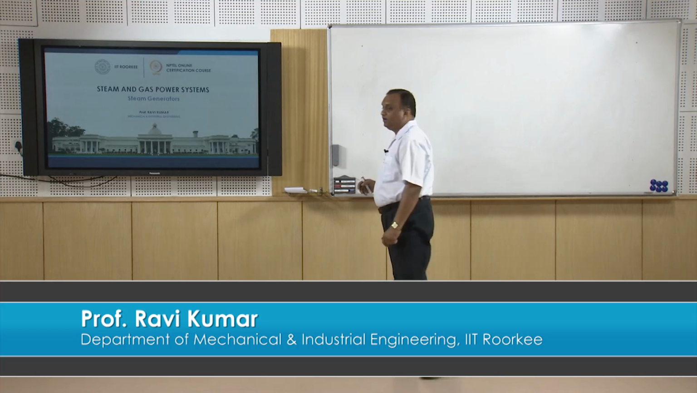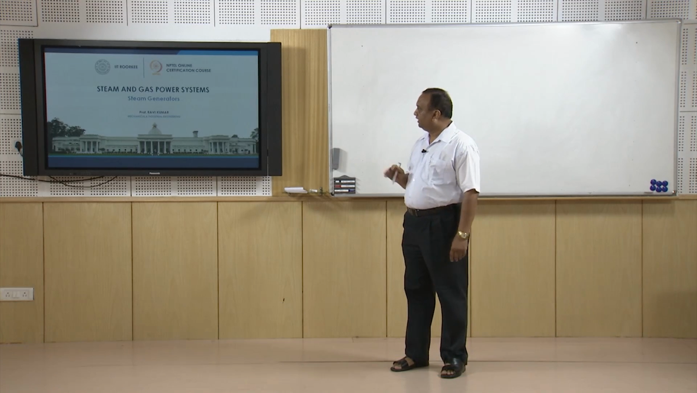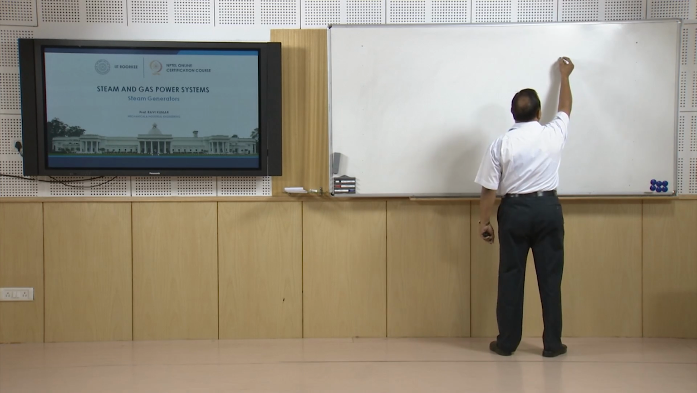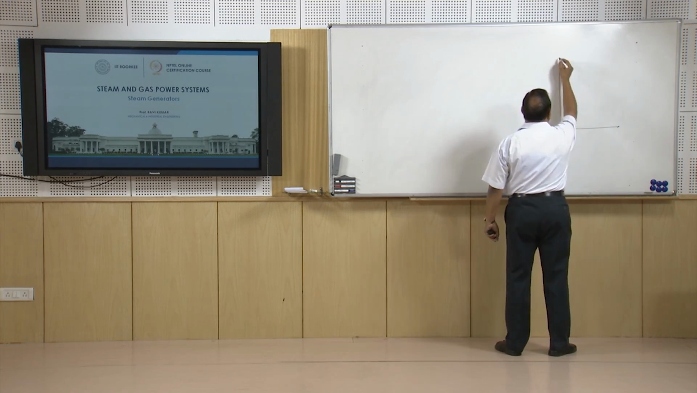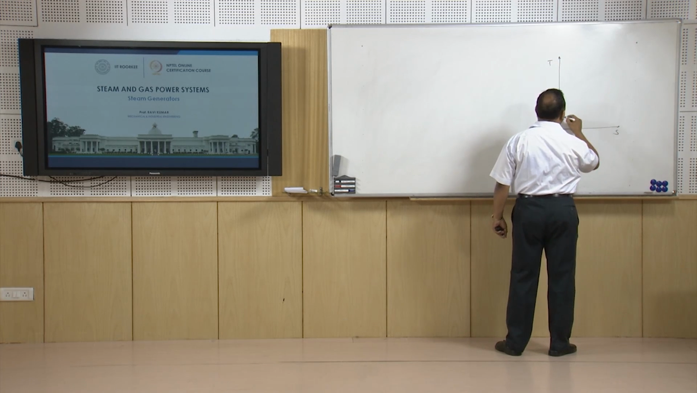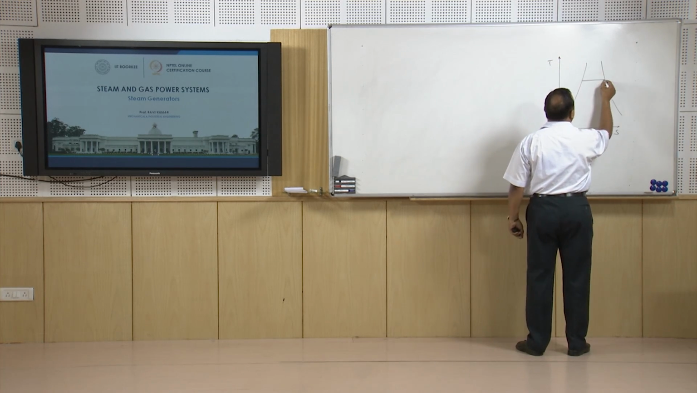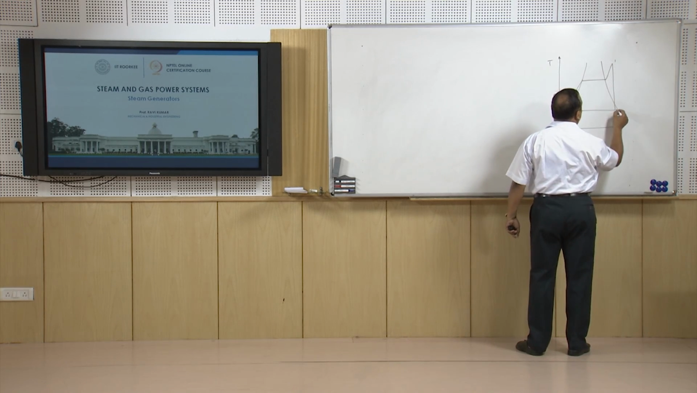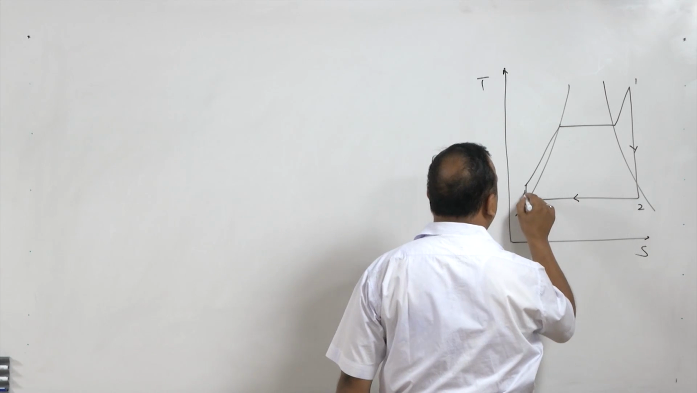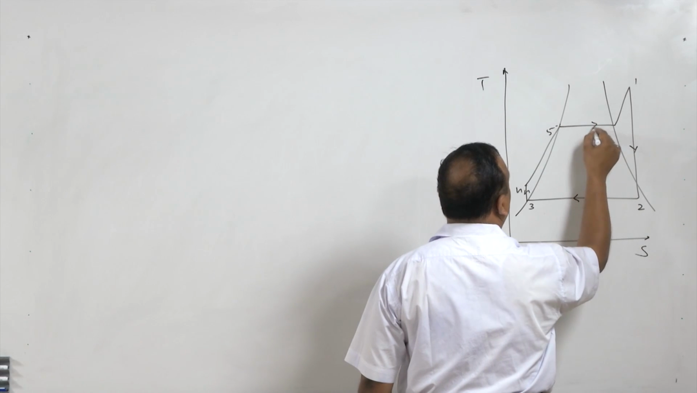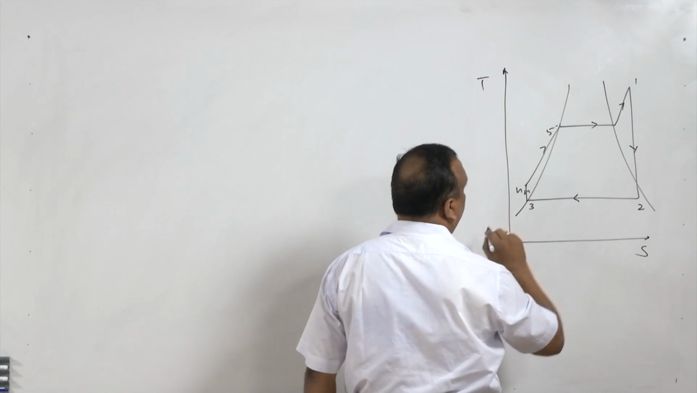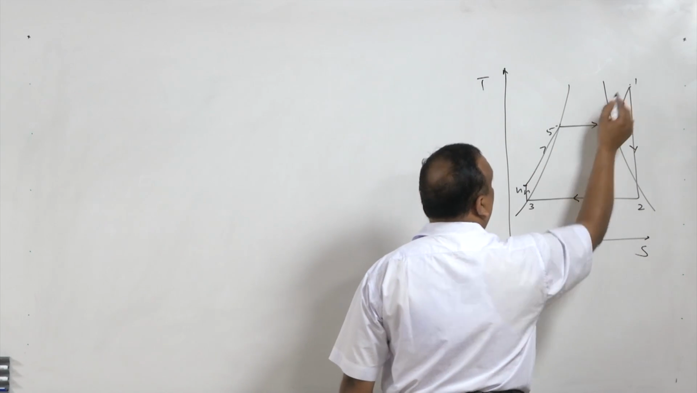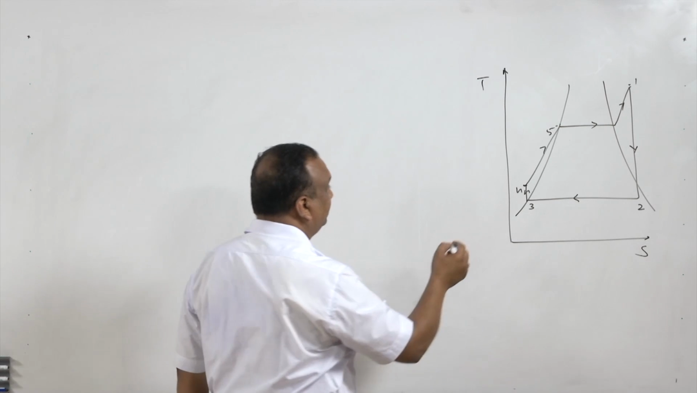Now, steam generators, as it implies from the name itself, are used for generating steam. And in a Rankine cycle, if you remember, the temperature and entropy diagram, state 1, state 2, state 3, 4, 5 and 1. The process from state 4 to state 1 takes place inside the boiler.